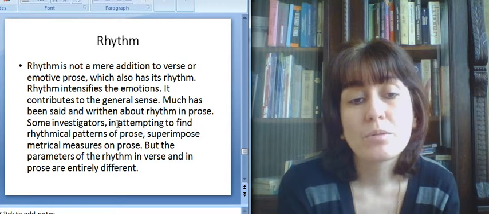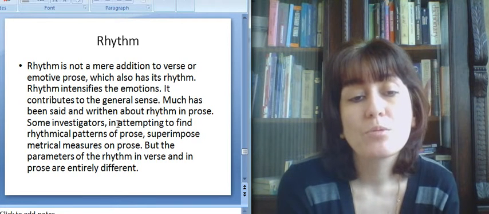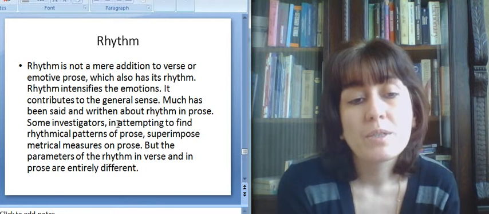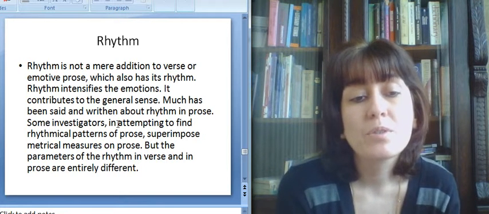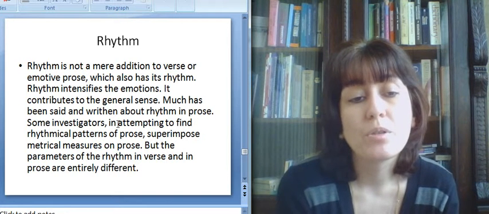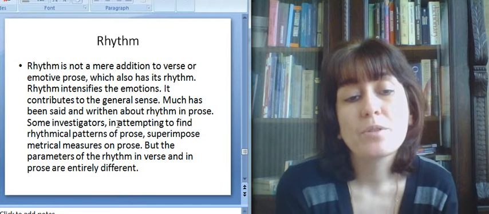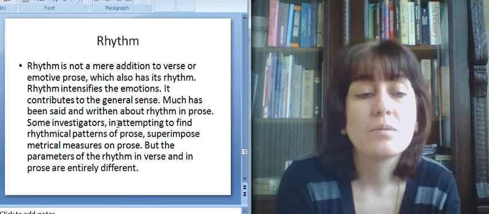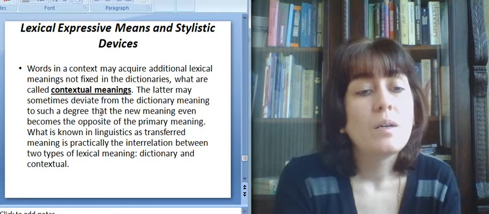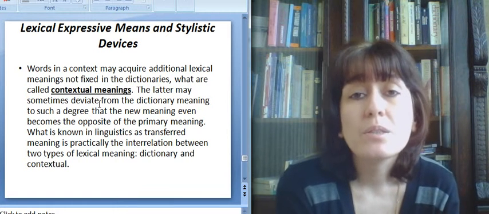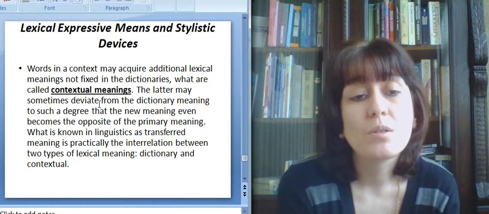Rhythm is not a mere addition to verse or emotive prose, which also has its rhythm. Rhythm intensifies the emotions. It contributes to the general sense. Much has been said and written about rhythm in prose. Some investigators, in attempting to find rhythmical patterns of prose, superimpose metrical measures on prose, but the parameters of the rhythm in verse and in prose are, of course, entirely different.